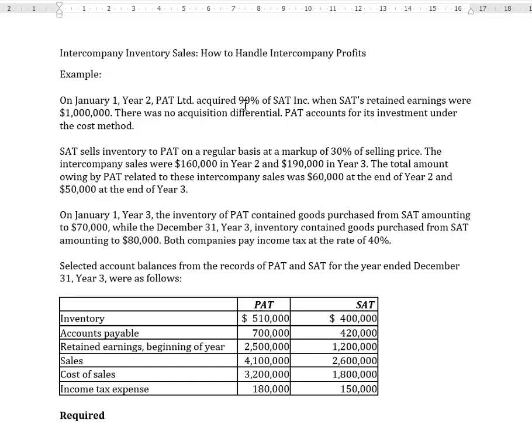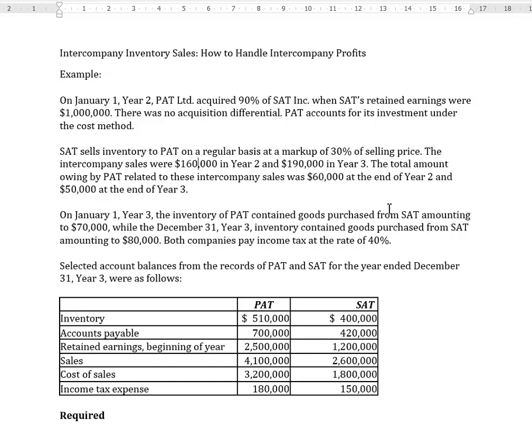The parent Pat acquired 90% of SAT, and at that time, the retained earnings of the sub SAT were $1 million. There was no acquisition differential, so now we know that there is no goodwill. Pat uses the cost method, and we know that inventory sales only go from the parent to the sub, and they tell you that the sub sells at a 30% markup of the selling price. The intercompany sales were $160,000 in year 2 and $190,000 in year 3.